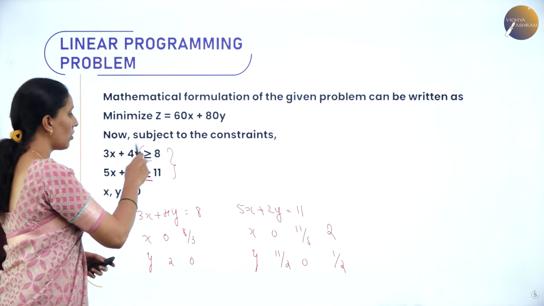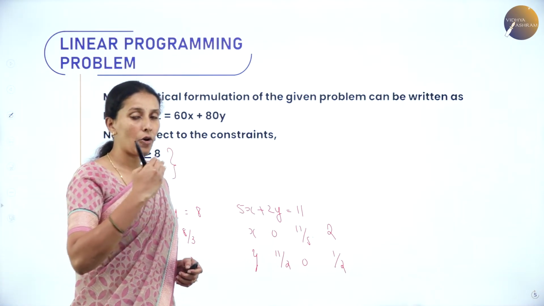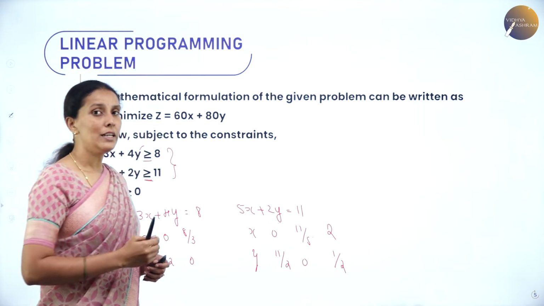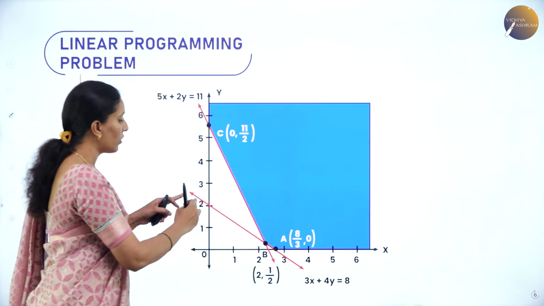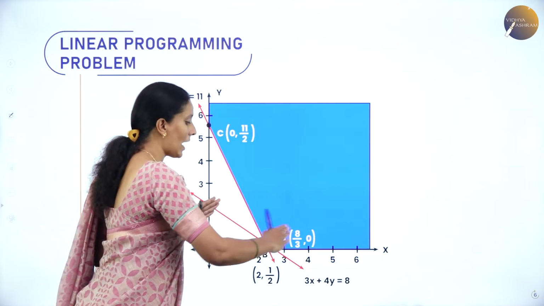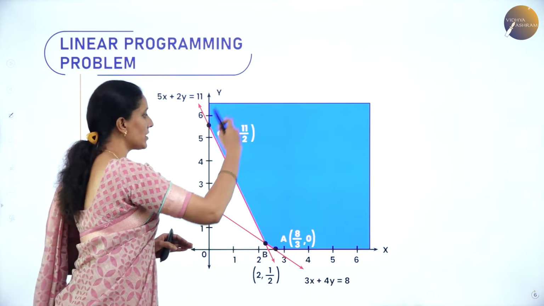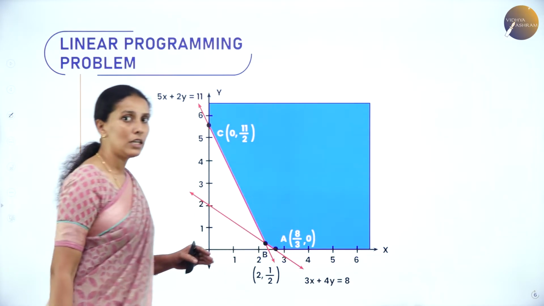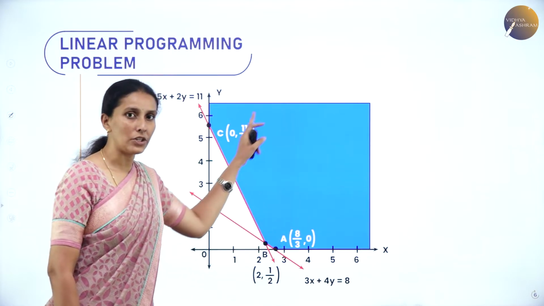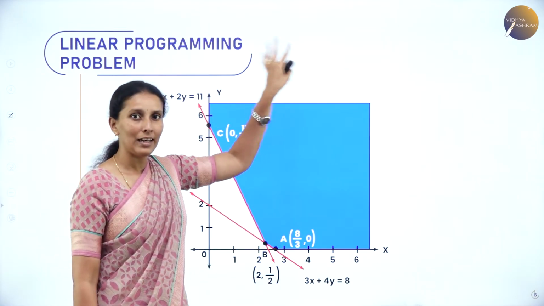As I said, both are greater than or equal to. That means for any line, if you have greater than or equal to some value, the region will lie above the line. So for this line also, the region will be above the line in the first quadrant, and for the second line also the region is above the line in the first quadrant. So obviously this is the common region for both the lines and it can extend until infinity.